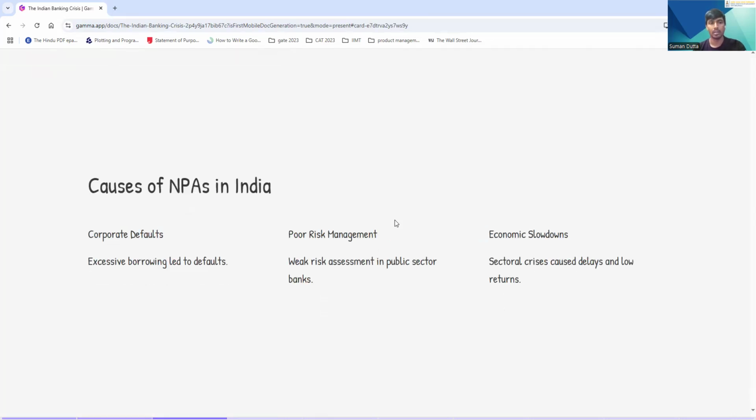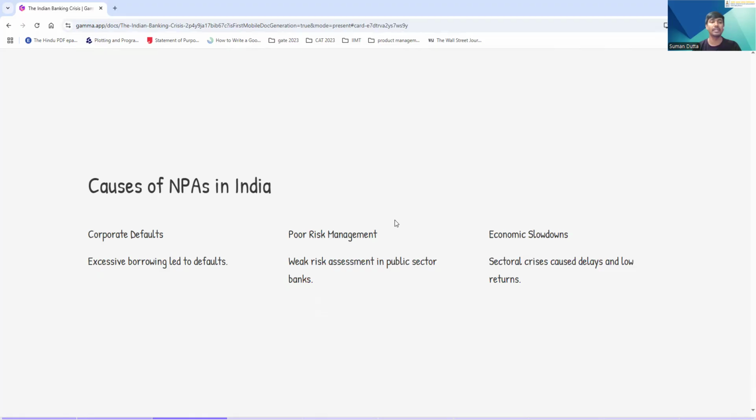Now, what are the potential causes of NPAs in India? First, excessive borrowing leads to defaults. There are corporate defaults, poor risk management, weak risk assessment in PSBs, and also economic slowdown and sectoral crises that cause delays and low returns. Excessive credit was issued to certain sectors, leading to debt burdens beyond their repayment capacity. There are sectoral crises like infrastructure, power, steel, and telecom that faced delays due to market downturns and cost overruns.